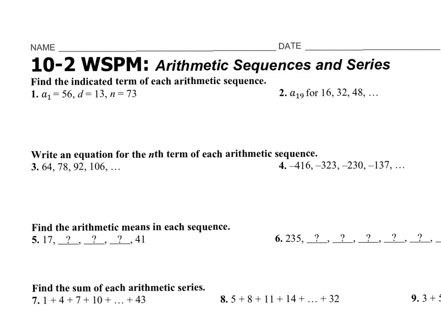Go back and watch the examples over again if you need to. Questions 3 and 4, nice and simple. You want to write the a sub nth rule, and that's it, right? So find the common difference, and then find the first term, plug it all in, simplify it, you'll be done.